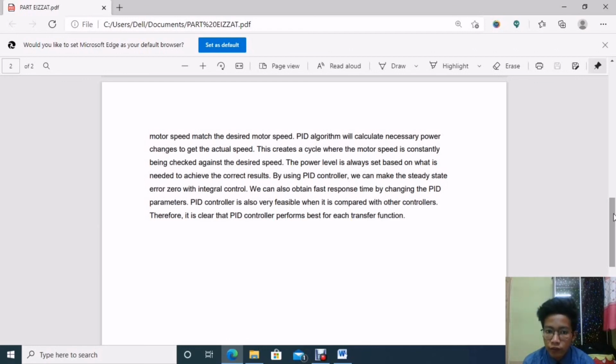A PID controller is also very feasible when it is compared with other controllers. Therefore, it is clear that the PID controller performs best for each transfer function.